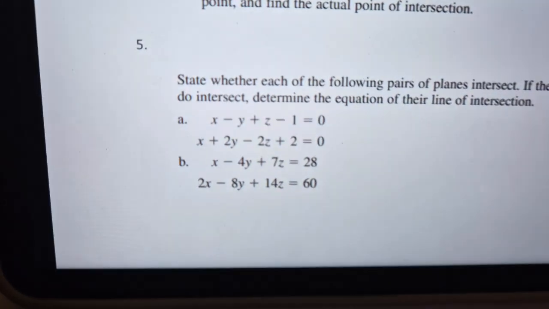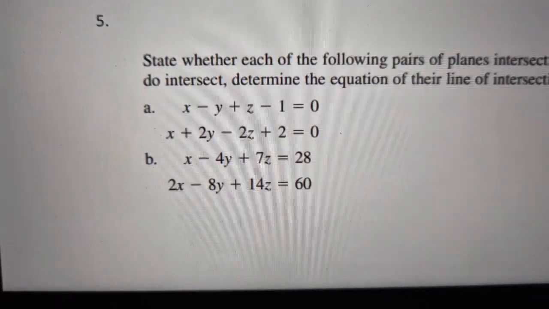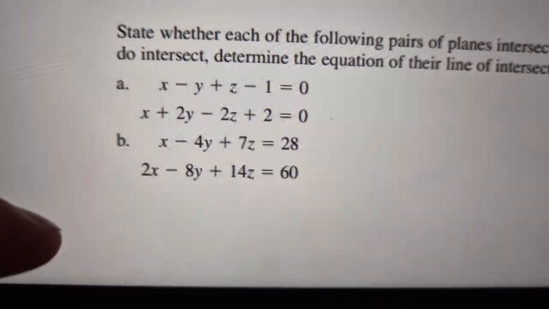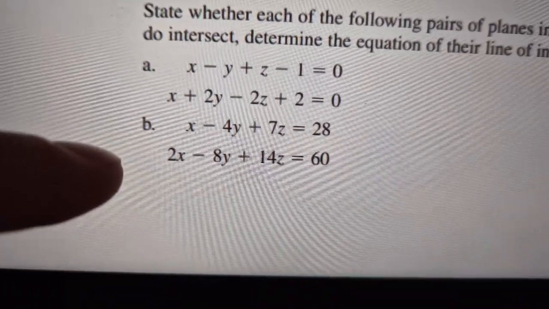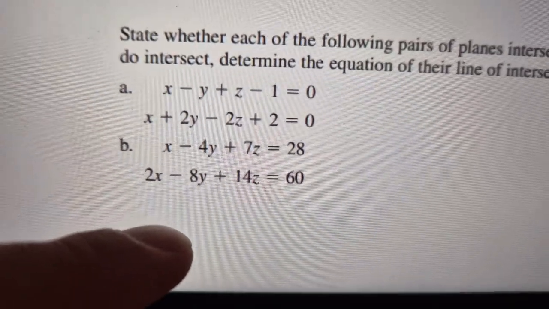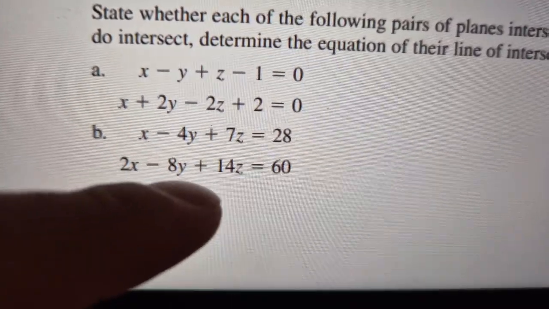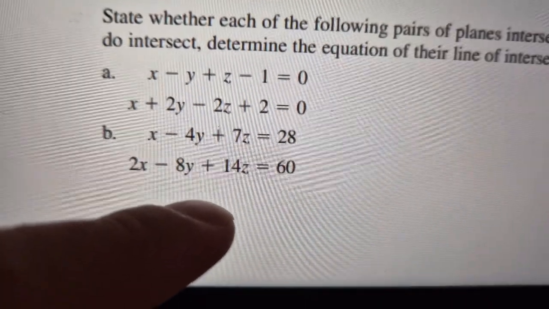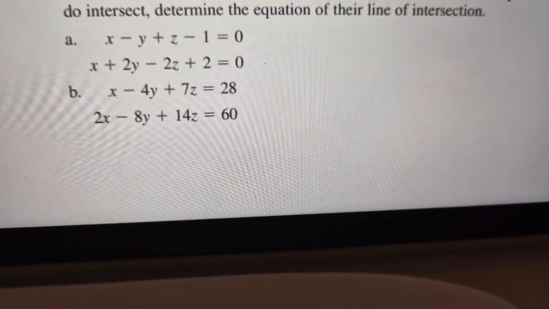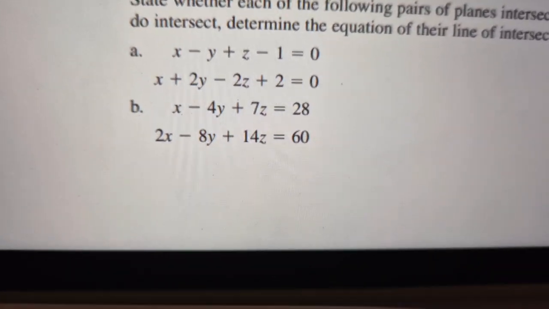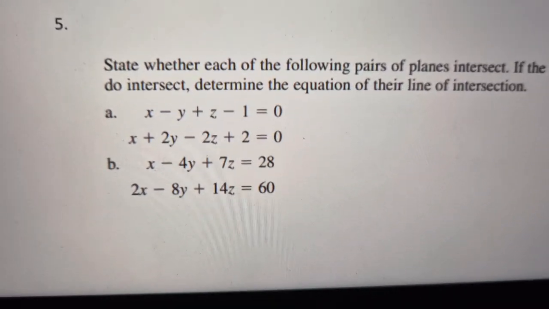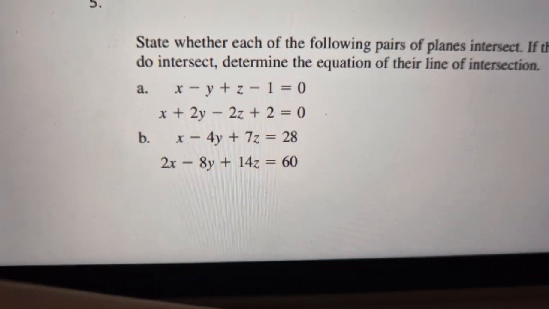Now let's take a look at the second part, the B part, and we can directly see that the two planes are parallel since they are multiples of each other. x, 2x, minus 4y, minus 6y, 8y, plus 7z, plus 14z. They all match. Now we have to ask if they are coincident or not. If they are not coincident, there won't be any points of intersection. But if they are, then all of the points are points of intersection.